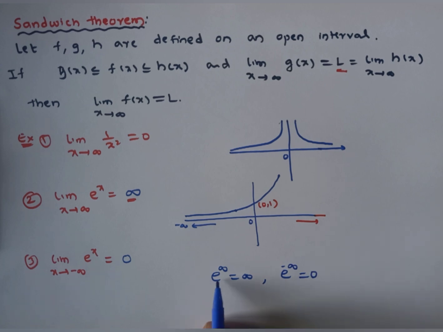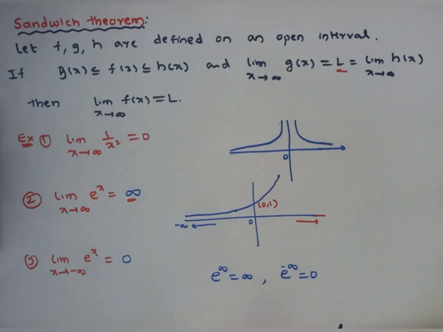Remembering one is enough. If e power infinity is infinity, then e power minus infinity is 1 by e power infinity. 1 by e power infinity is 0 obviously, since 1 by infinity is always 0. 1 by 0 is infinity, 1 by infinity is 0.